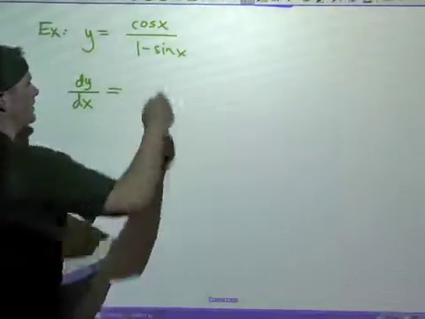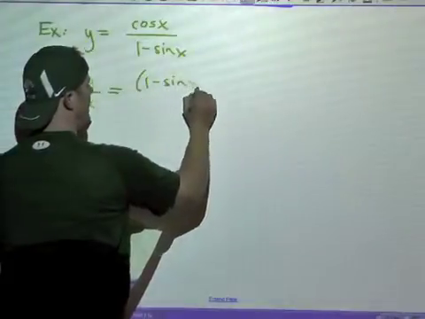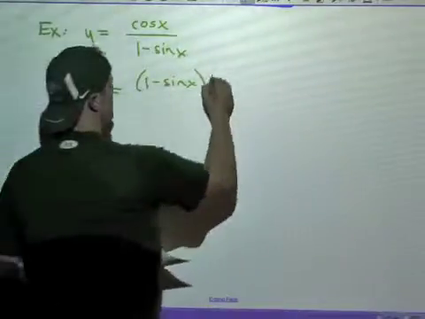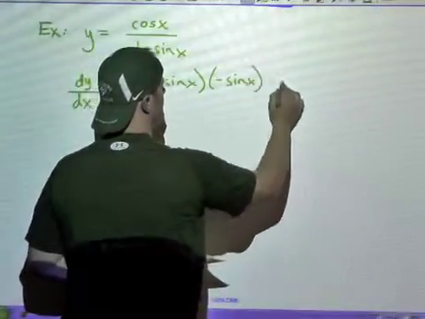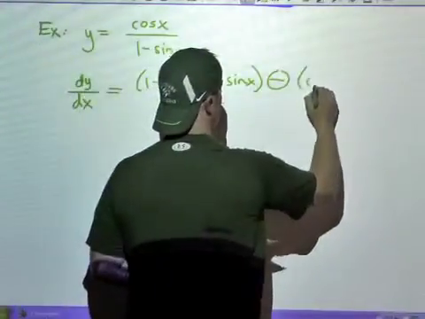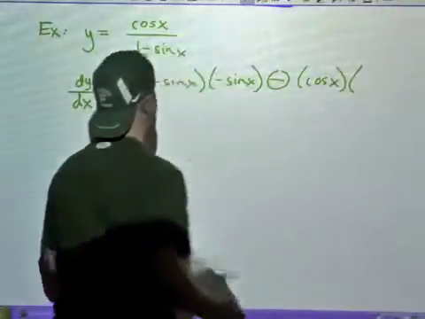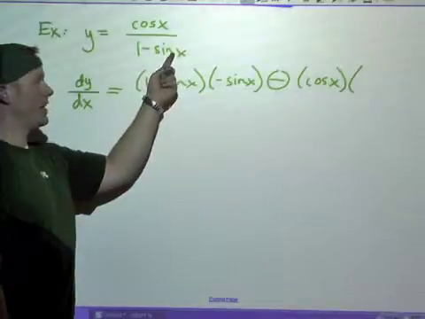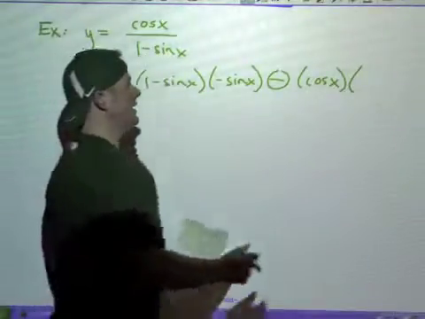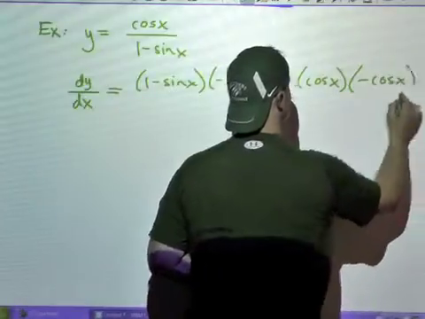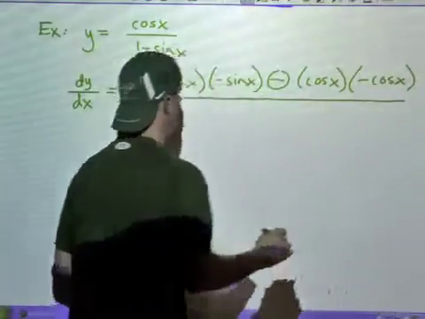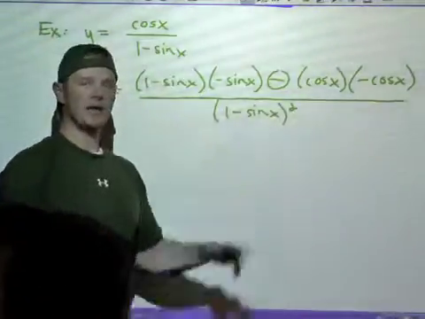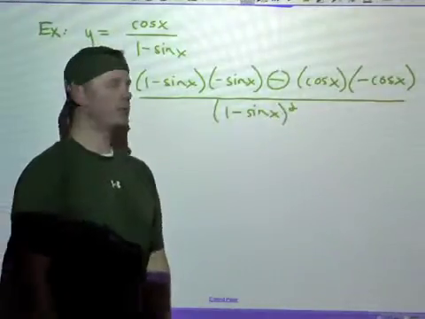So for quotient rule, we have to take the bottom function, 1 minus sine x, times the derivative of the top, derivative of cosine is negative sine, minus the top function, cosine x, times the derivative of the bottom. And derivative of 1 is 0. There's going to be a negative. The derivative of sine is cosine. So the derivative of 1 minus sine x is going to be negative cosine x. All over, don't forget the denominator part. It's a common mistake. 1 minus sine x squared. You get so excited doing the numerator that sometimes you forget that denominator squared part.